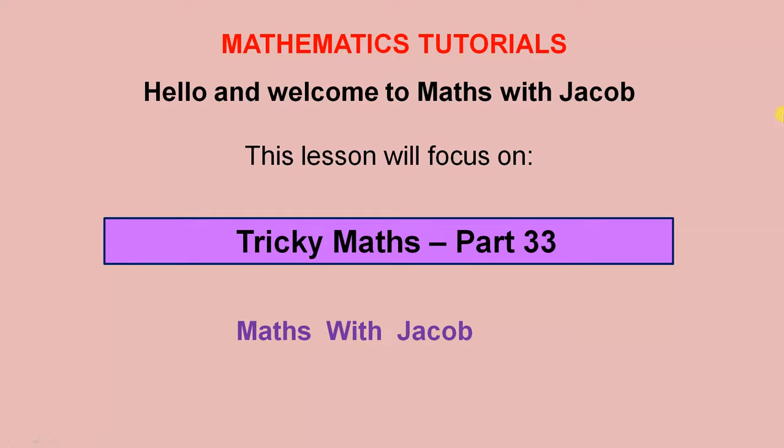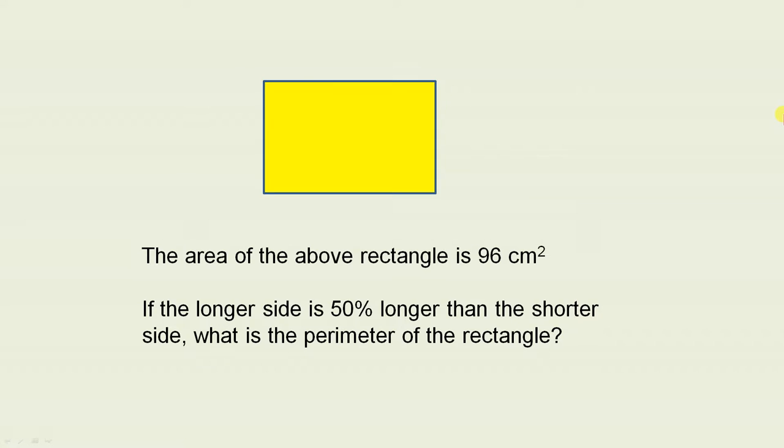This lesson will focus on Tricky Maths Part 33. The area of the above rectangle is 96 square centimetres. If the longer side is 50% longer than the shorter side, what is the perimeter of the rectangle?